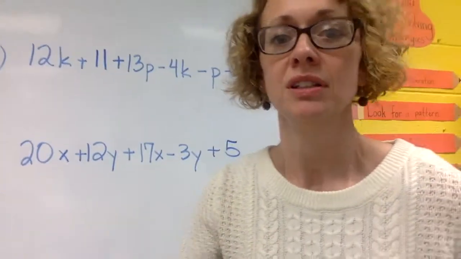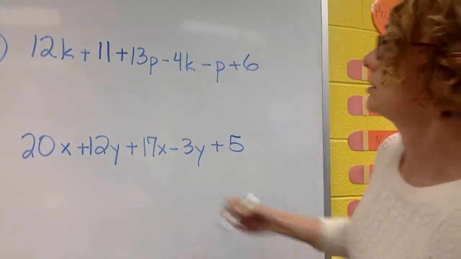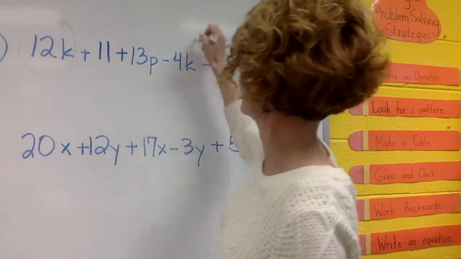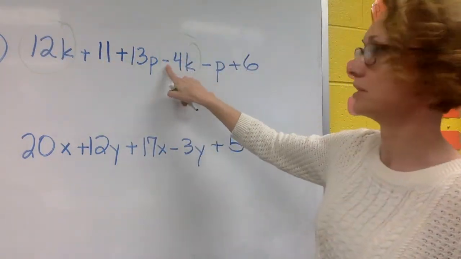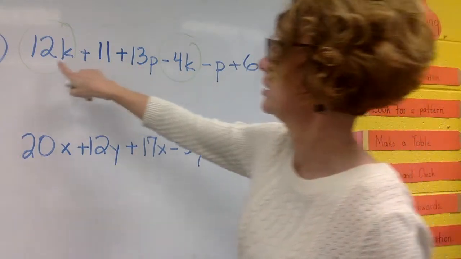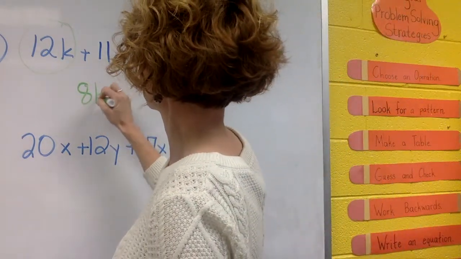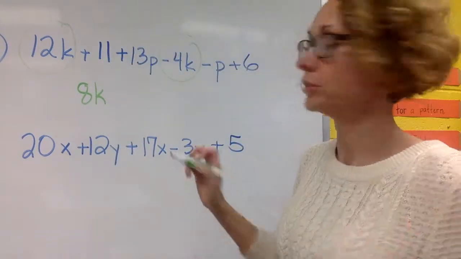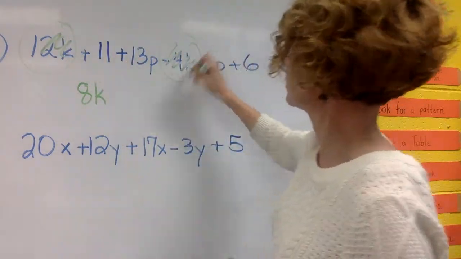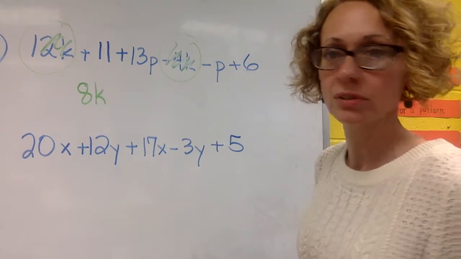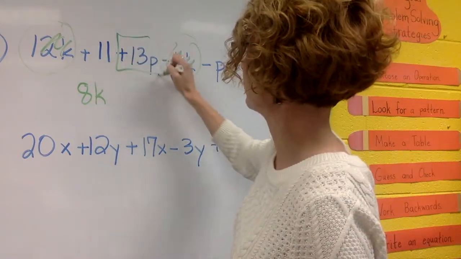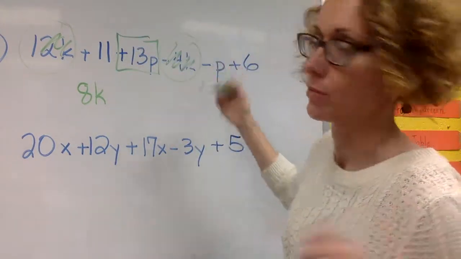Let's look at these two. We've got some k's in our expression. We have 12k minus 4k. Notice that that's a subtraction sign, so I'm going to subtract. 12, take away 4k, gives me a total of 8k. Done with the k's. Next, I'm going to look at the p terms. I usually try to put my terms in alphabetical order. You may see that in upper level math.